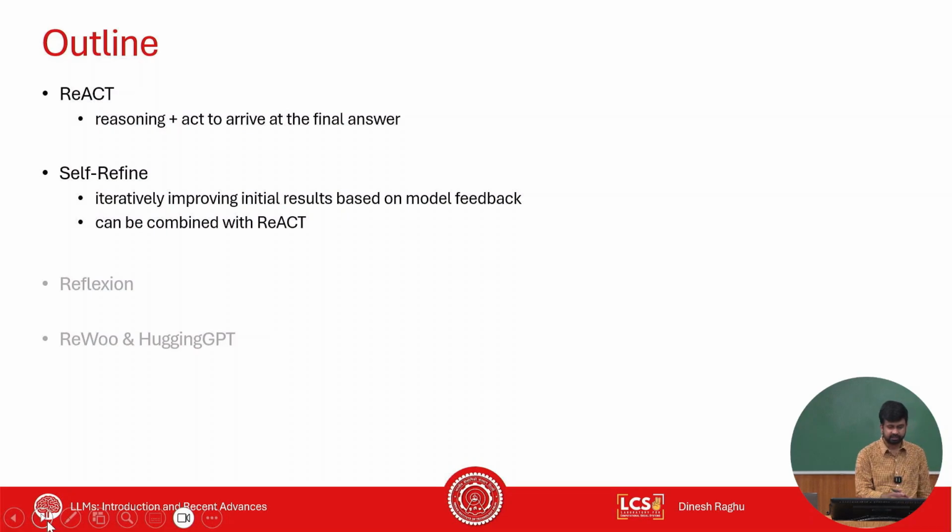So, okay. The summary here is that React was an alternative for chain of thought. It does reasoning and act together. That was the intuition. That was the novelty there. In self-refine, you iteratively improve the initial results the model gave using feedback. And the good part was it can be combined with React, right? So it's a lot more powerful.